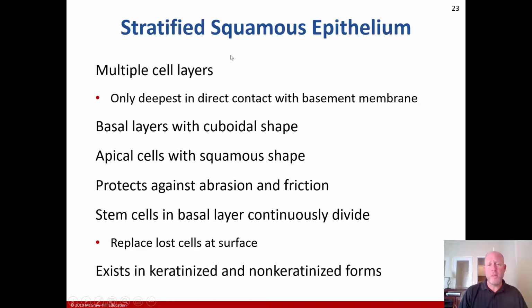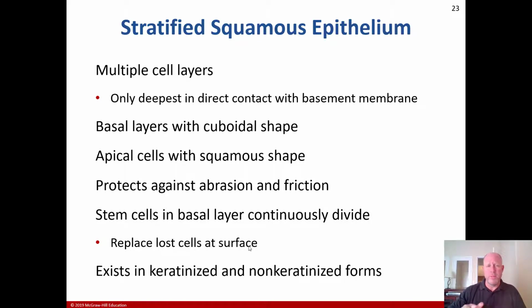As far as the stratified squamous epithelium, there are multiple cell layers, stratified, with only the deepest in direct contact with the basement membrane. The basal layers have the cuboidal shape, and the apical cells have the squamous shape. Near the surface, understandably, it's going to be thinner, right? And as you go deeper down, it's going to be more cuboidal, thicker. It protects against abrasion and friction. Stem cells in the basal layer are continuously dividing. They replace lost cells at the surface, so you can slough off.